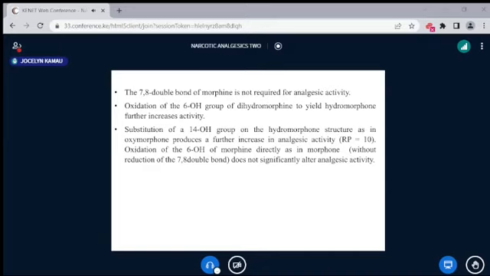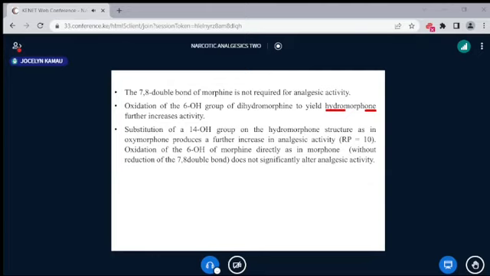So these are two activities at the same time. You have saturated the 7,8 double bond, and you have oxidized the hydroxyl group at position 6 to a ketone. That gives you hydromorphone. The hydro here is because of the addition of the two hydrogens, and the morphone, the "one" here, is because it's a ketone. Then you have further increase in activity.